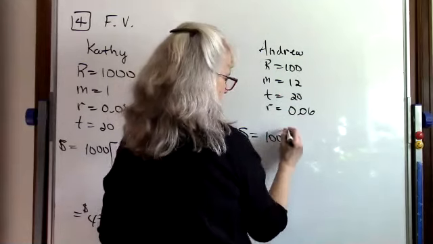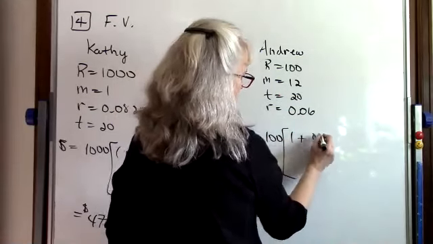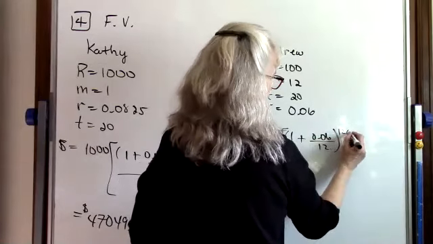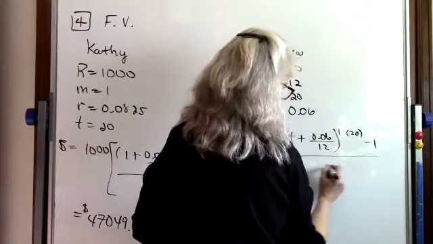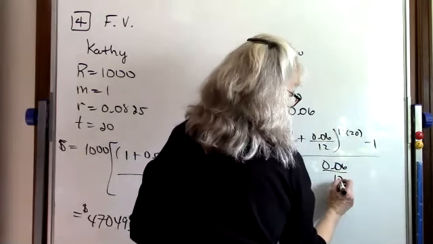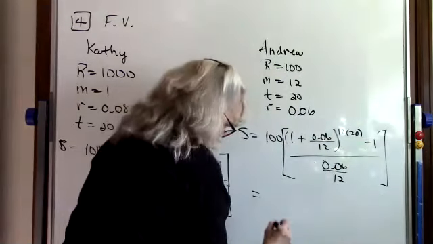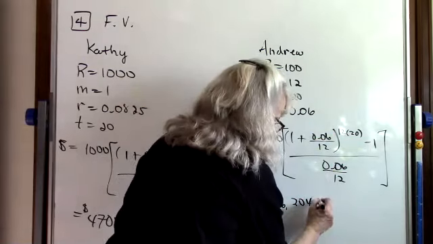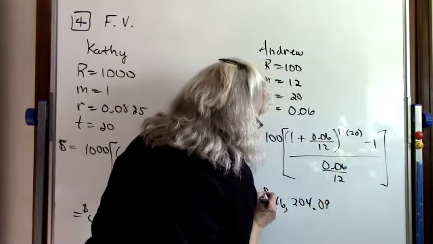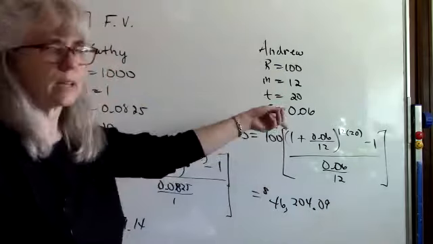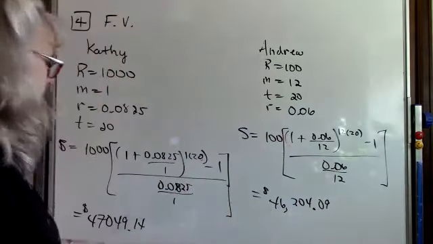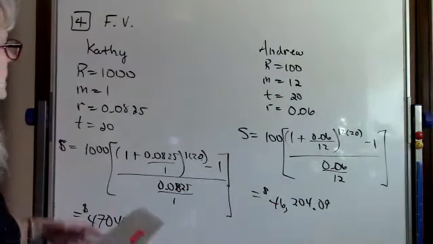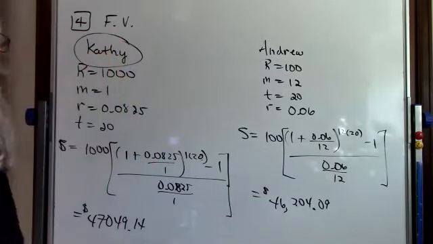So we're going to do the $100 times 1 plus 0.06 divided by 12, because it's now monthly, to the 12 times the 20 years, minus 1, all over 0.06 divided by 12. And he ends up with $46,204.09. So even though he is depositing more per year, because of his lower interest rate, he ends up with a little less than $1,000, about $800 less in the account. So Kathy ends up with more money in the account at the end of the 20 years.